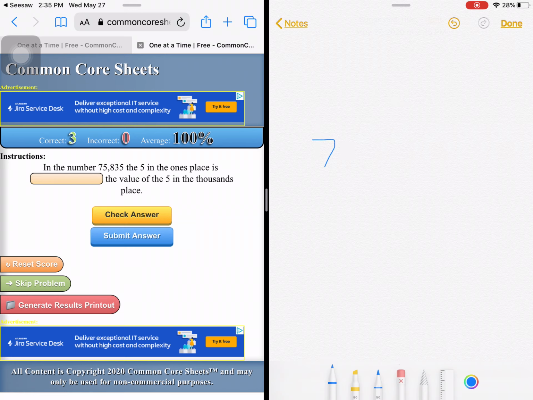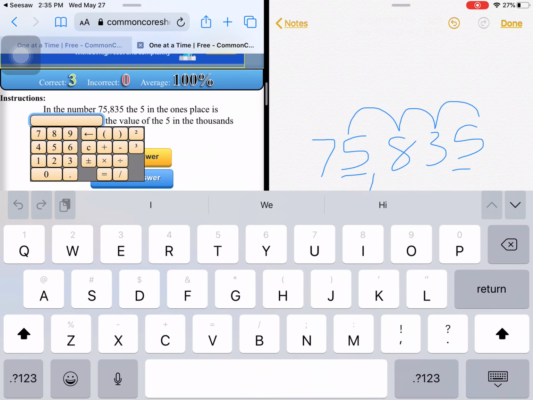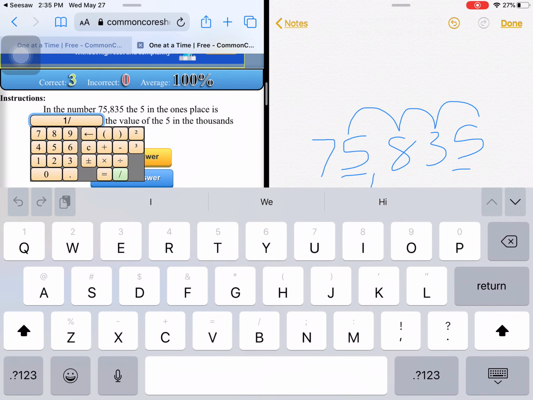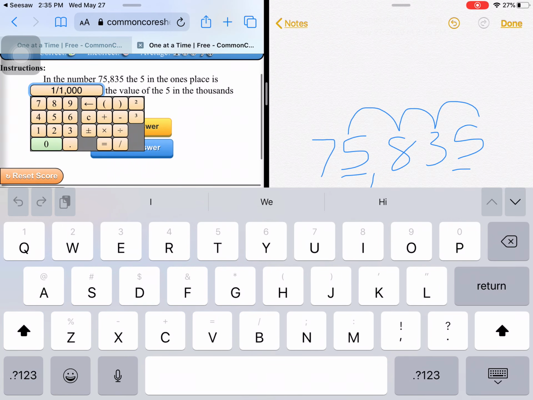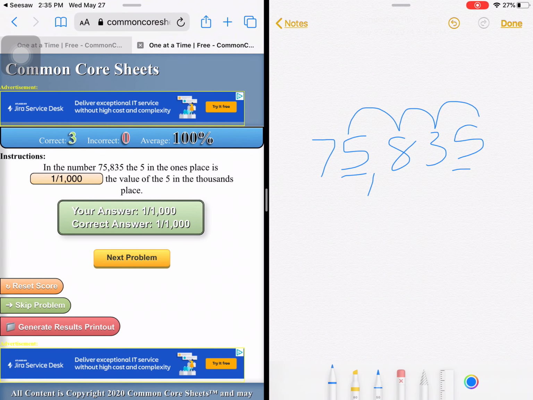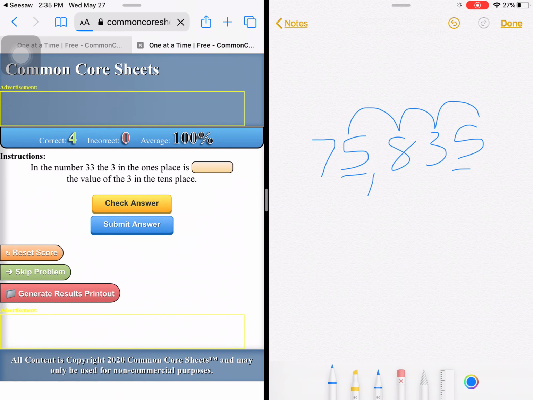So in the number 75,835, the 5 in the ones place is blank the value of the 5 in the thousands place. So let's see, 10, 100, 1,000. So we're gonna put 1 out of 1,000, and then you keep going.